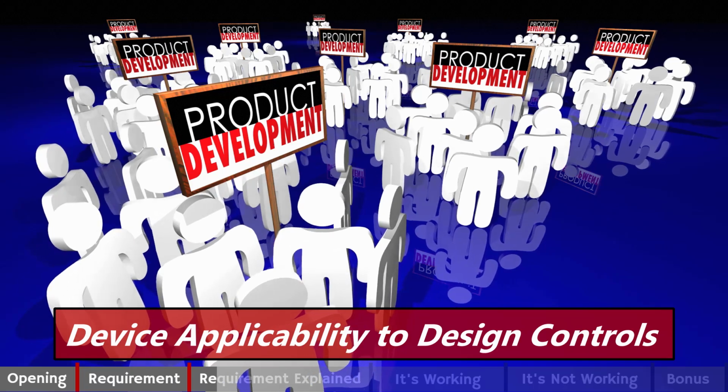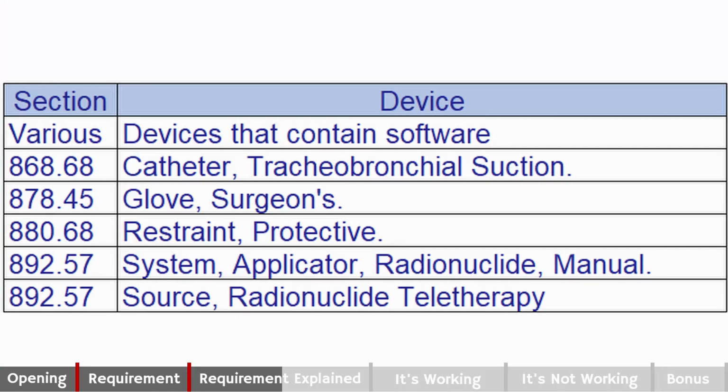In this section, the FDA sets out which medical devices require design controls. All Class 2 and Class 3 medical devices require design controls. There is a selected group of Class 1 medical devices that also require design controls. There are 6 different specific Class 1 device types that require design controls. They are devices that have software in them, a tracheobronchial catheter, protective restraints, surgeon's gloves, and a radionuclide applicator and a radionuclide source. You can see that information directly in 820.30a.